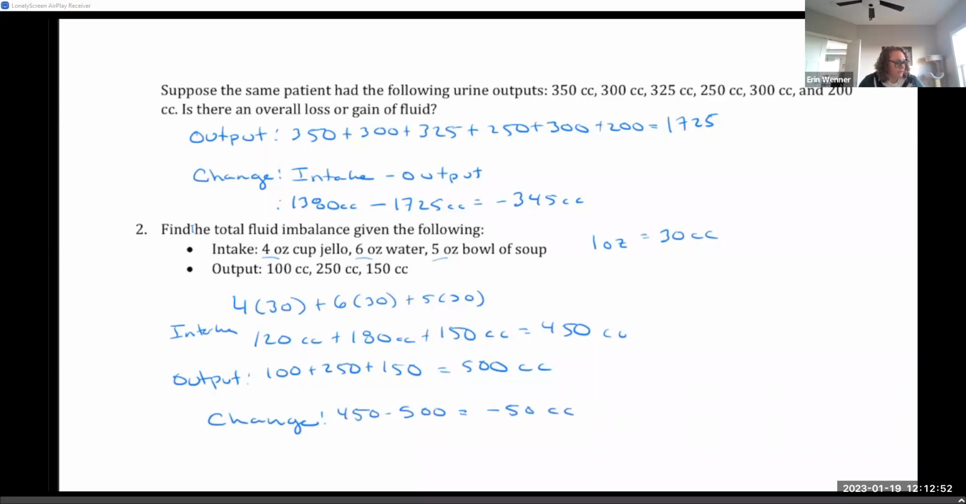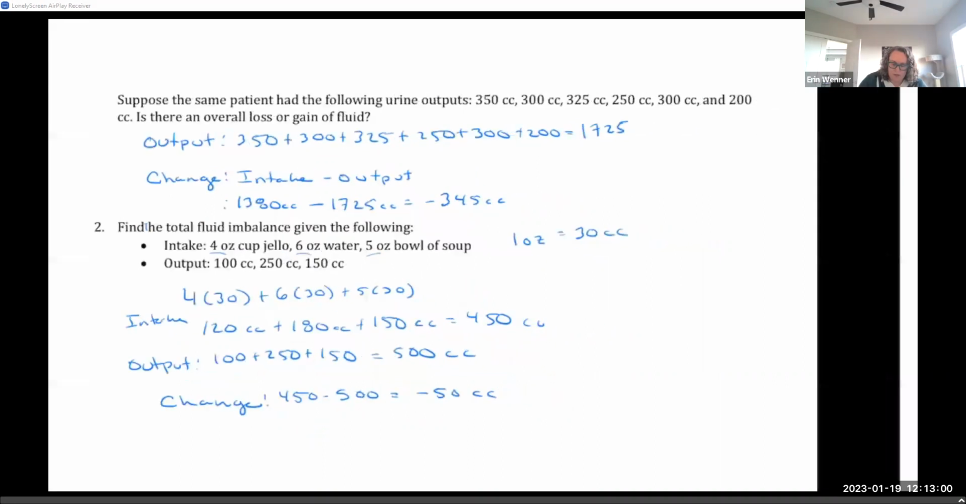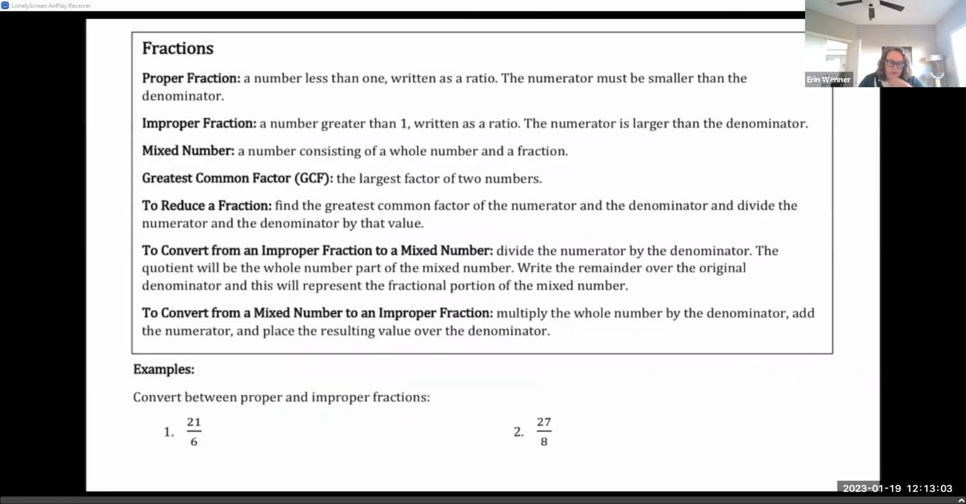Okay, so like I said, we jump around in this first section a lot. So we're going to go to fractions next. We will be using fractions a lot. And so we've got some definitions for fractions. We've got a proper fraction, which is a number less than 1, written as a ratio. And a ratio is just A over B, right? It's literally just what we think of a fraction as. And fractions are just division problems written like that: the bar means division, the numerator being divided by the denominator. And the numerator must be smaller than the denominator in order for it to be a proper fraction.